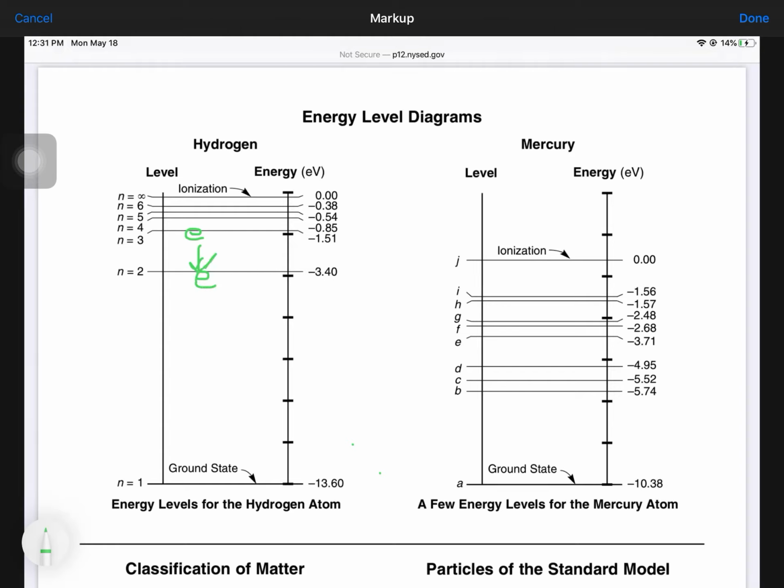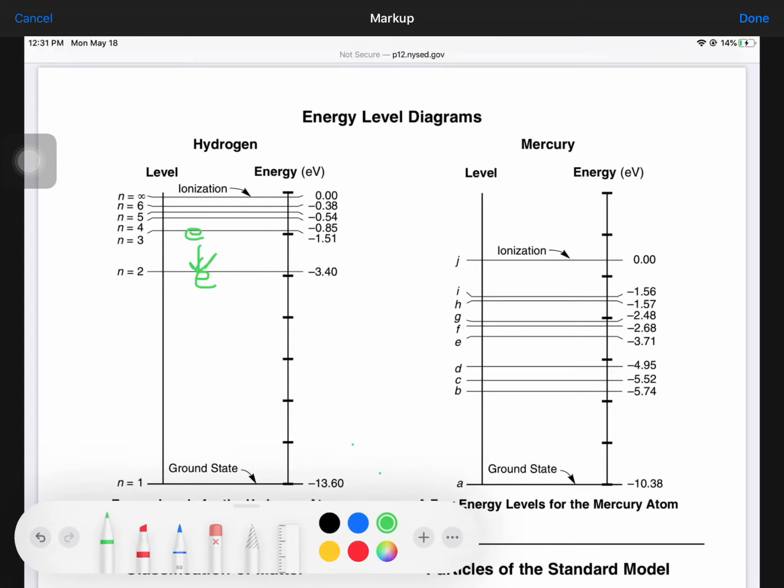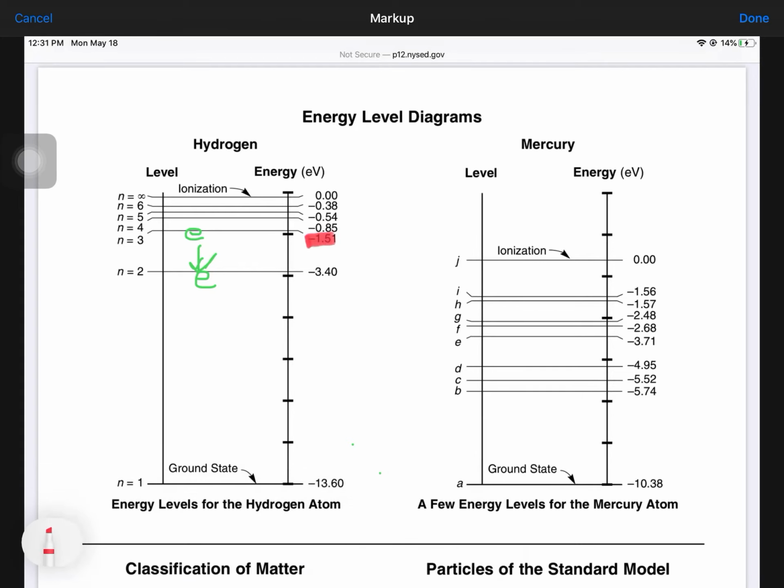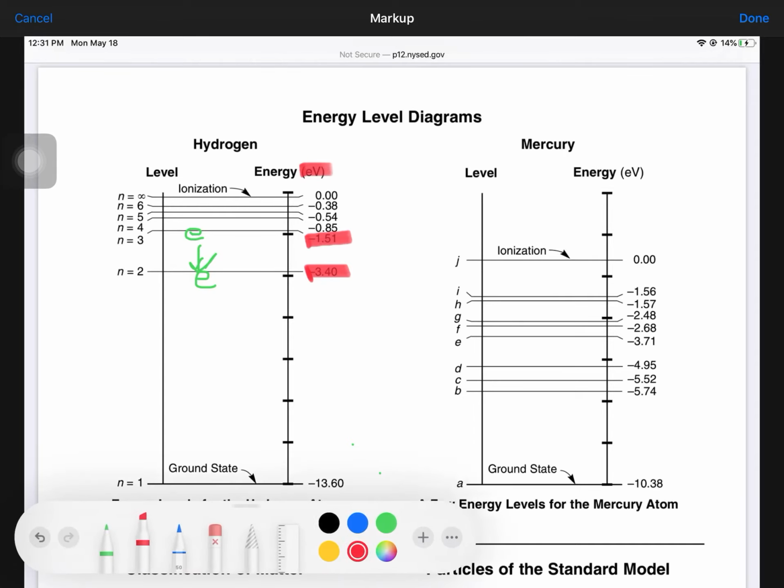Well, conservation of energy, where does that energy go? In the n equals 3 level, it has an energy level of negative 1.51, and n equals 2 is negative 3.40. The unit is electron volts. So where does that energy go? It actually went to lower energy, from 1.51 to 3.40. It's negatives, but energy is relative anyway, so the negative part doesn't really matter. What matters is it's going to lower energy, and the energy is going somewhere.